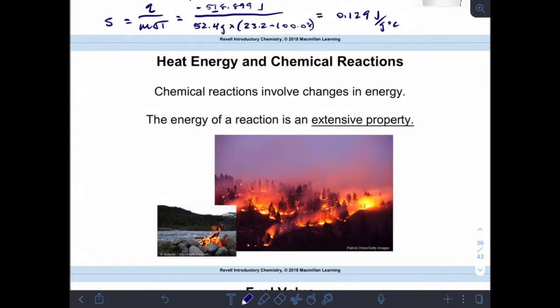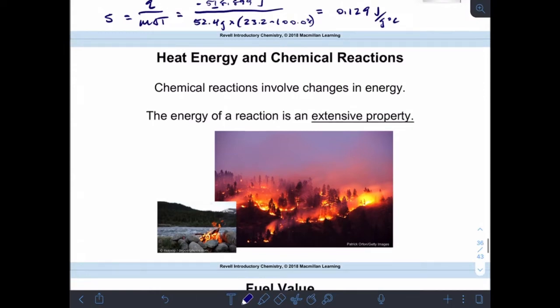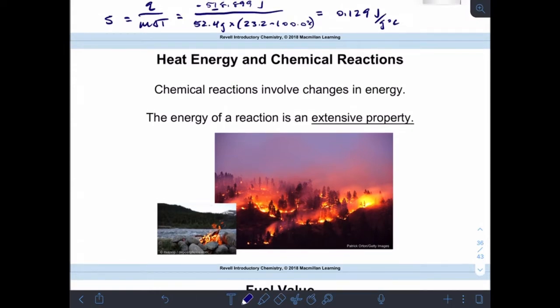Okay, our last topic for this chapter is about heat energy and chemical reactions. So chemical reactions involve changes in energy. And the energy of a reaction is an extensive property, which means that it depends on how much stuff we have.